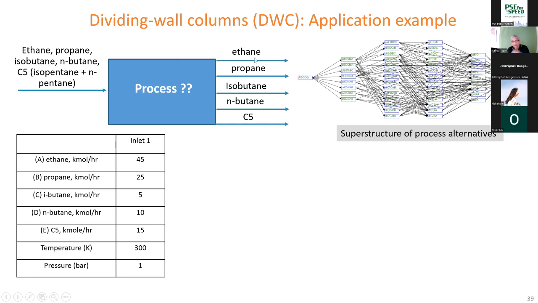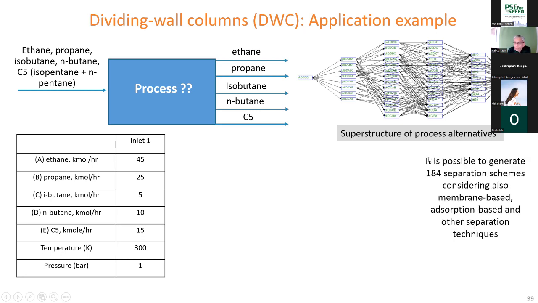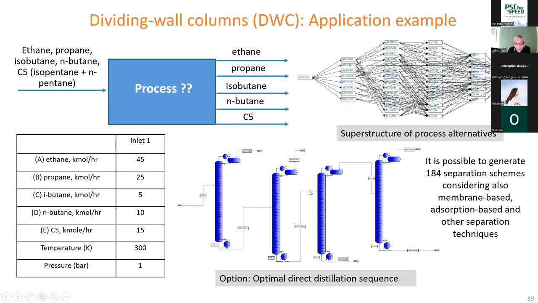If we have 5 products, then we need a minimum of 4 separation steps. So which separation to use here, which one to use here, which one to use here, which one to use here. All these combinations give us a large number of schemes, 184. And out of that, we found that this separation with simple distillation columns is the optimal. So these are all with distillation columns.